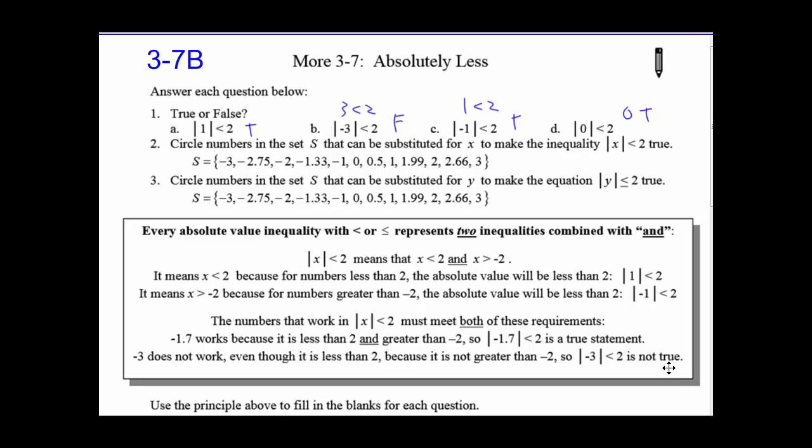Okay. What I want you to do for 2 and 3, circle the numbers in the set that can be substituted in for x to make the inequality true. So the absolute value of x is less than 2. And then in 3, do the same thing for the absolute value of y is less than or equal to 2. Go.